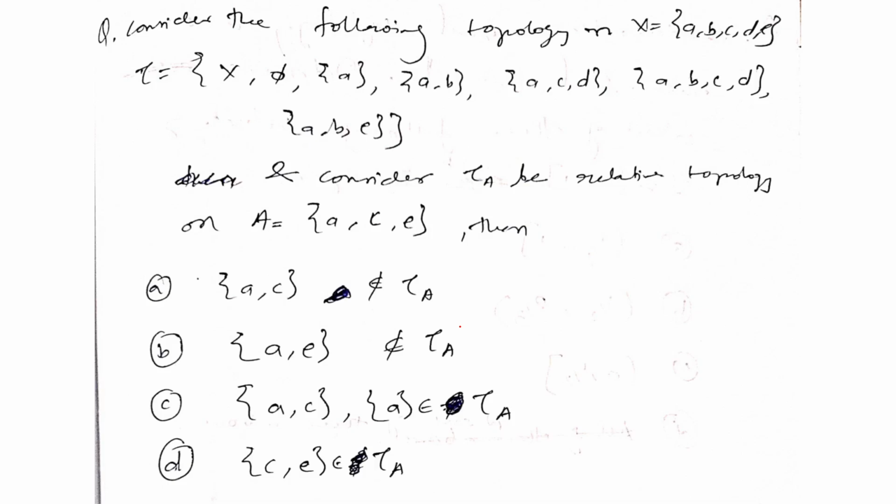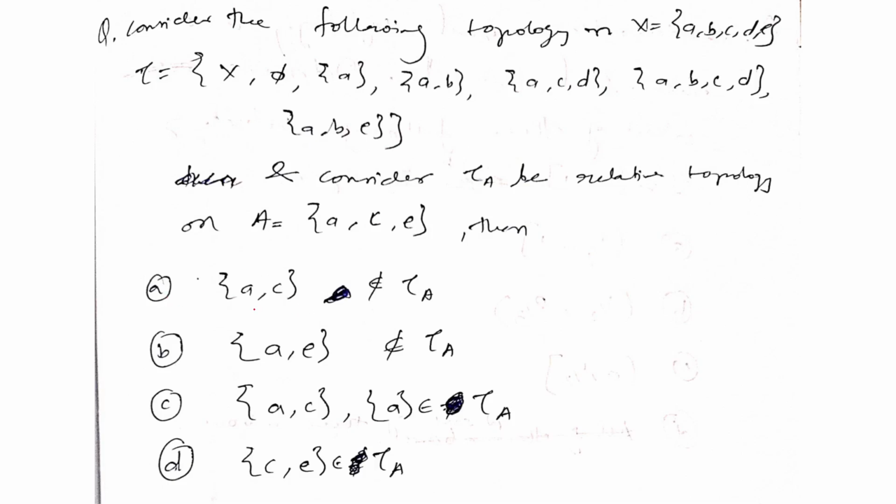So the next question, question number 3, is: consider the following topology on X, given by X equals {A, B, C, D, E}, and tau is defined as this. You have been given the topology tau consisting of X, the empty set, singleton A, then AB, then ACD, ABCD, and ABE. Consider tau A to be the relative topology on A, where the set A is given by {A, C, E}.